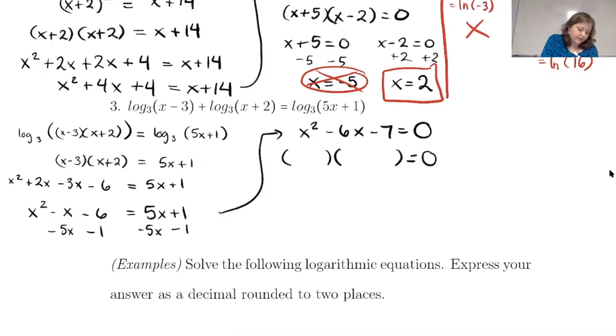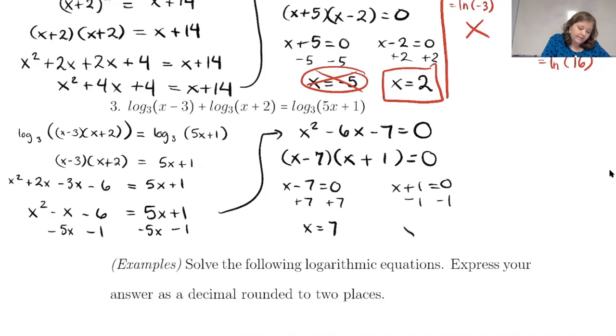So x squared becomes x and x. The factors of 7 are just 7 and 1. And then if we want a -6 on the inside, it works to make a -7 and a +1. And those also multiply together to make this -7 that we need. So now we'll write x minus 7 equals 0, x plus 1 equals 0, add 7, and we get x equals 7. Subtract 1, and we get x equals -1.